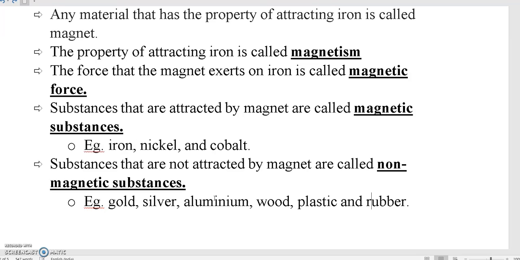So, we have seen the story of how magnets were discovered, and then we talked about what a magnet is. Now we have seen that magnets have some special properties. What are these special properties? That we will see in our next session.